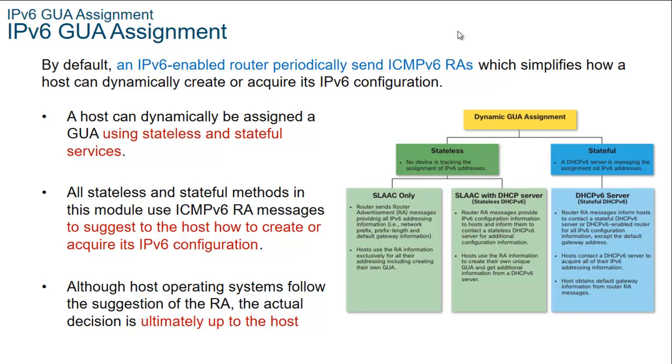In the stateful DHCP version 6 server, router advertisement messages inform hosts to contact the stateful DHCP server or DHCP version 6 enabled router for all IPv6 configuration information except for the default gateway address. So hosts will contact the DHCP server to acquire all of their IPv6 addressing information, and the host obtains default gateway information from the router RA messages. These are three different ways a host can get a dynamic GUA assignment.